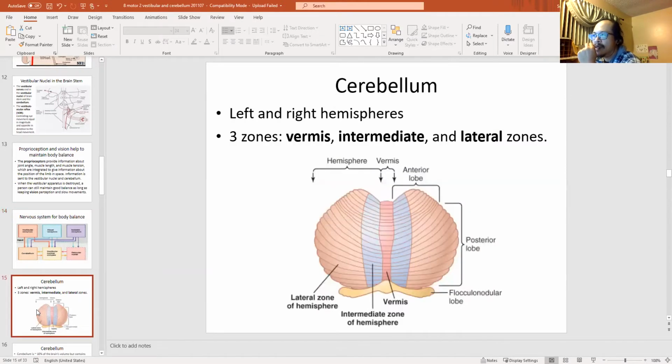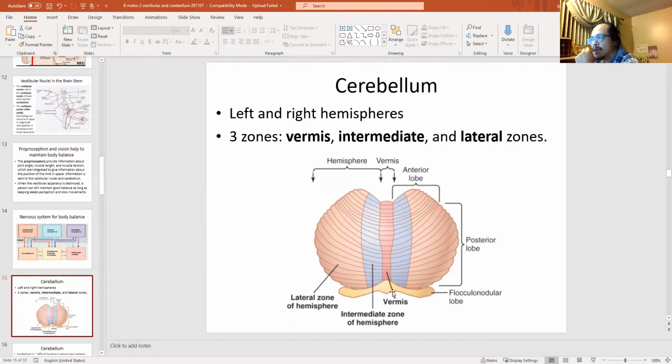So this is the cerebellum. If we look at it from the top, you can see that the cerebellum is very much like the cerebrum. It has two hemispheres, left hemisphere and right hemisphere. And by having these hemispheres, they also have different functional divisions. We have the center portion called the vermis. Then we have the intermedia and the lateral zone.